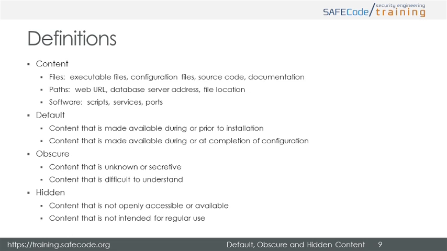When we talk about default content, this means content that is made available prior to or during the installation, or content that is made available during or at the completion of configuration. When we say obscure, we mean content that is unknown or secret, and content that is difficult to understand. And finally, when we say hidden, we are describing content that is not intended to be openly accessible or available, and content that is not intended for regular use.